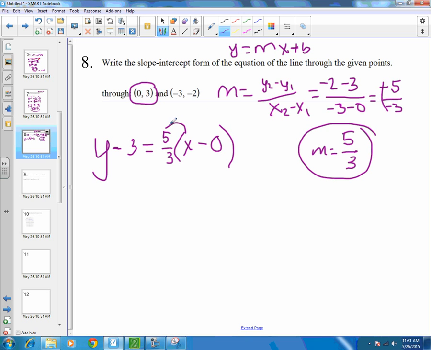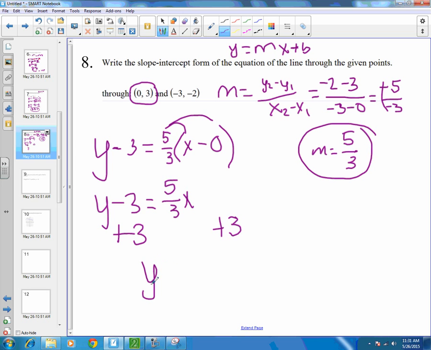And then I'm going to distribute on the right. So I'm left with 5/3 x. 5/3 times 0 is 0, so there's nothing there. And then I bring down my y minus 3. Last step to get the y by itself, so I'm going to add 3 to both sides. Don't combine your 3 with the 5/3 because that has an x and you can't combine it with that. So y equals 5/3 x plus 3. And that is your final answer.